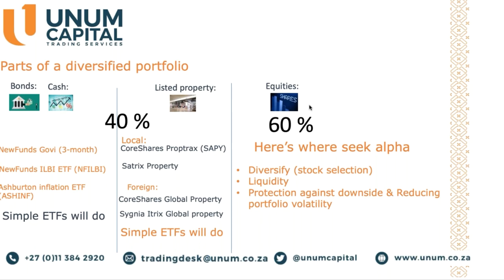Okay. Then the 60%, this is where I seek my alpha. When I got divorced, I left mine in the garage for my ex-wife, because I don't like to take my problems with me. But this is a different alpha. We're going to look at stock selection, liquidity, and protection against the downside. Okay, and this will happen automatically, as I said.